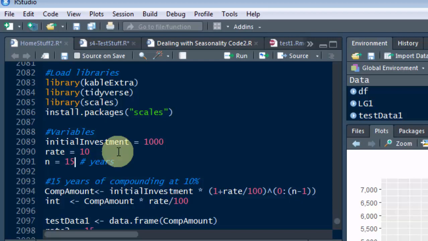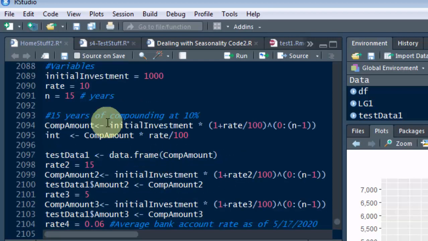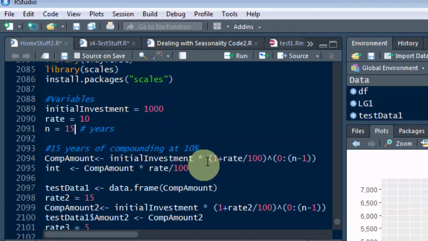That's the first one. So I want to have the same compound interest formula I used in the previous video. We say our initial investment, which is $1,000, times 1 plus the rate. In this case that's 10, but you're going to see it's different down below because we're going to have different rates. Divided by 100, to the power of 0 through n minus 1. So if you're going to do 30 periods, n minus 1 is 29, plus the 0, and that's how you get 30 periods or 30 years. If it was 15 in this case, then n minus 1 would be 14, and 0 to 14 would be 15 years. Okay, that's how it works.